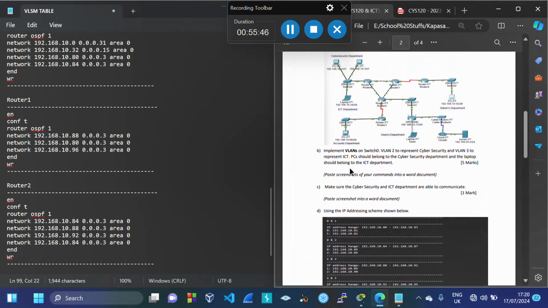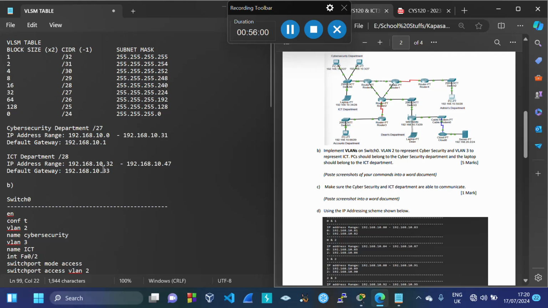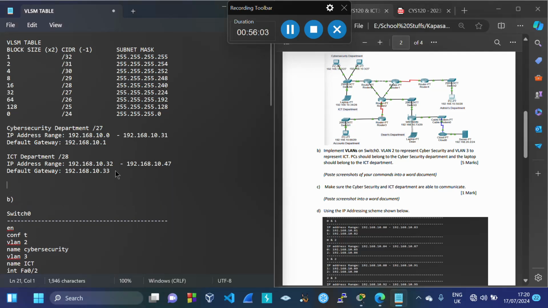Then the last network is between this router and this network. Since the default gateway for this one, which is /29, is .33, let's understand the subnetting before I continue. So we are saying we have what we call the DINS department, and we are saying it's a /29. We need to continue where we ended with our subnetting.